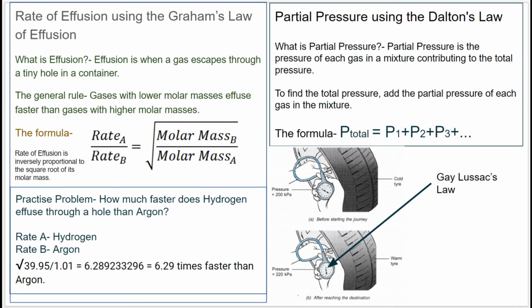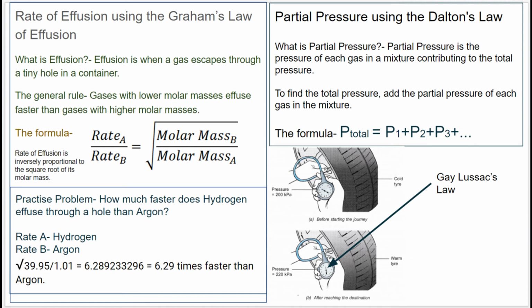And next we have Graham's law of effusion, which allows us to find out the rate of effusion. And effusion is when a gas escapes through a tiny hole in a container. And the general rule for the rate of effusion is gases with lower molar masses effuse faster than ones with higher molar masses.